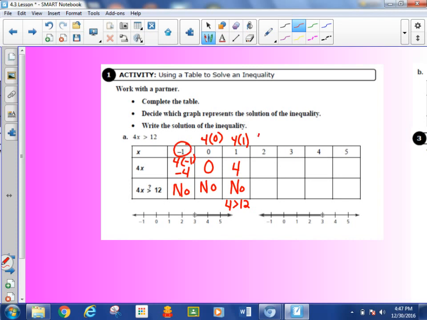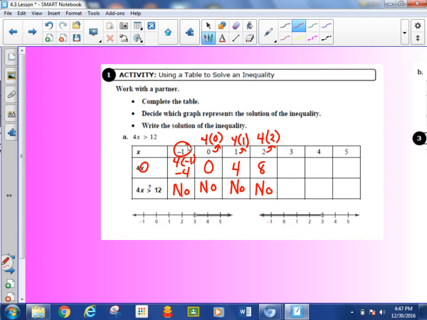So now we'll do 4, substitute in a 2. Take note, this is how I'm substituting in those numbers. I'm putting them where x was here. So 4 times 2 is 8. Is 8 greater than 12? Still no. So that's not a solution yet.